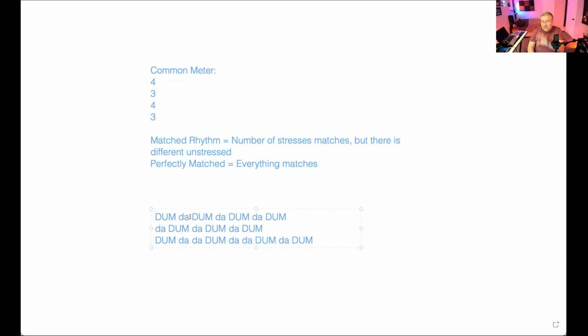So you have dum da dum da dum da dum, which is a duple because it's a pattern of 2. Now you go to a triple feel. So it's dum da da dum da da dum da dum. So there's still 4 stressed syllables, but the unstressed syllables are different. Does that make sense? And then if you had perfectly matched, that's where this line and this line are exactly the same. Like the syllables are the same, everything's the same.